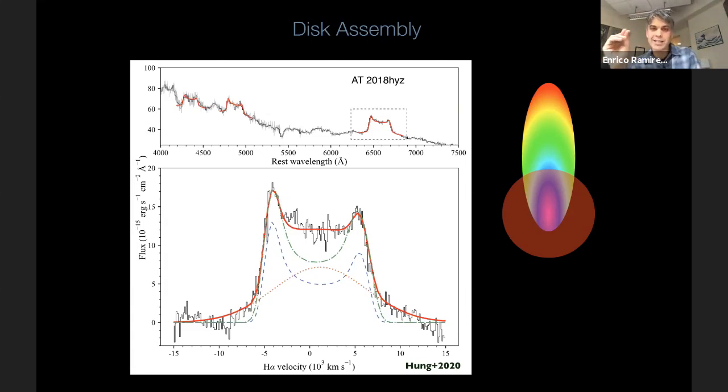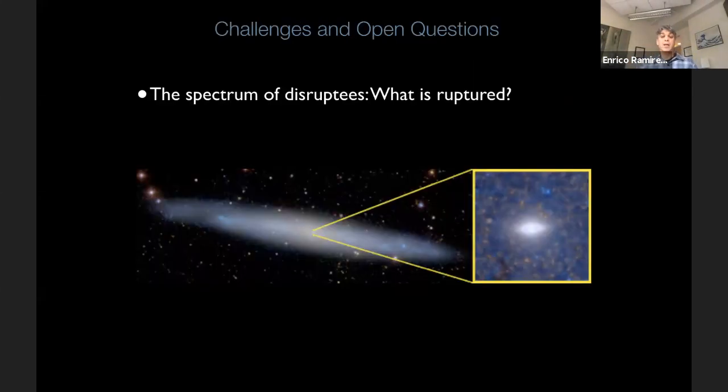It really highlights the point I wanted to make about the importance of spectra. Something we've been working hard on is trying to get a clue: can we actually get the spectrum of stars that got disrupted by the black hole? Can we say anything about their mass? Can we say anything about their evolutionary state?